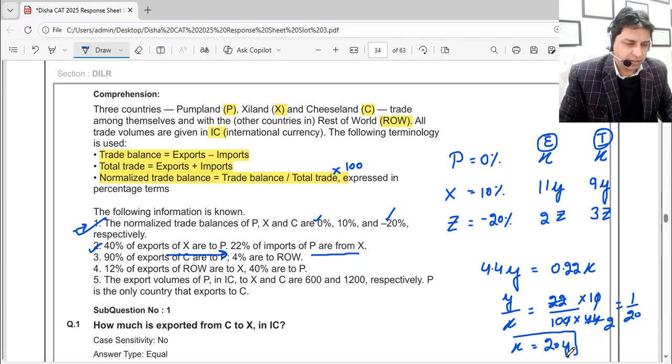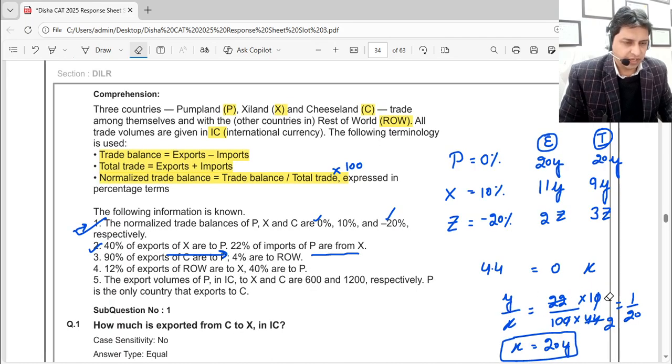So this information is going to help us here. We can replace these x with 20y. So these values now become 20y. So we have eliminated x till now, which is a good move, I'd say. This calculation is going to rub.